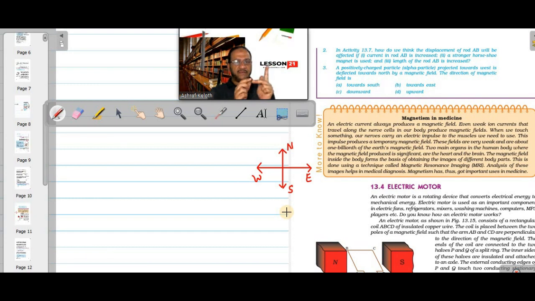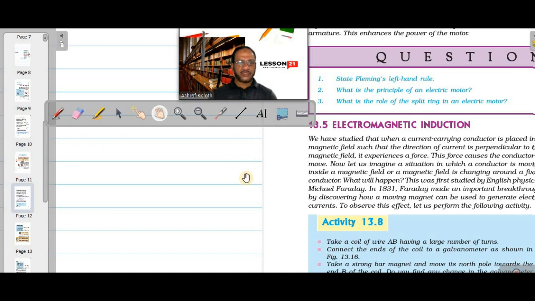Then your middle finger, this is FBI: force, B magnetic field, I current. The middle finger is the direction of current, so show the middle finger towards west in the figure you have drawn. It is deflected towards north, which means you show the thumb towards north, in your forward direction, and the middle finger towards west. Then you can see the index finger is upward. D is the answer, upward direction.